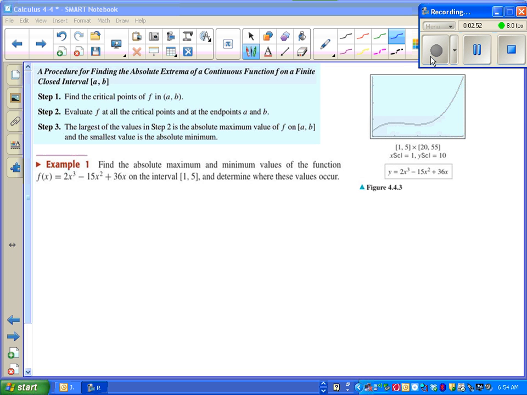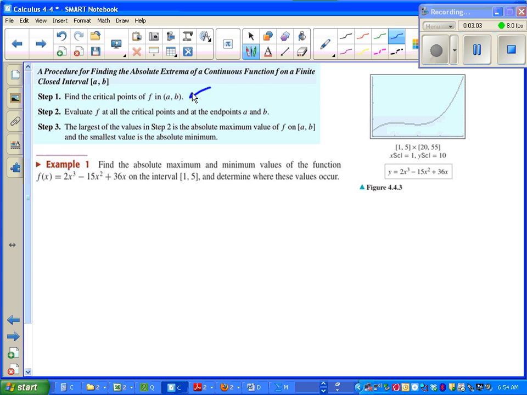Example 1 says find the absolute max and min of this function on the closed interval 1 to 5, meaning I don't care what's happening before 1 or after 5. So step 1, we find the critical points. Again, that's anywhere where the slope is 0 or undefined. This is a polynomial, so the slope's never going to be undefined. We can find out when the slope is 0, though.